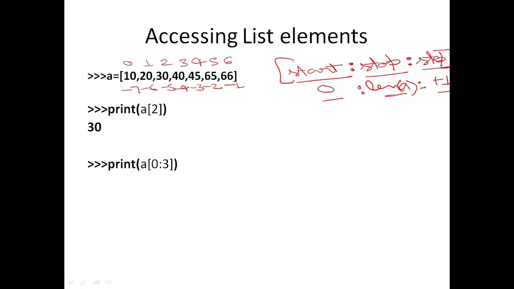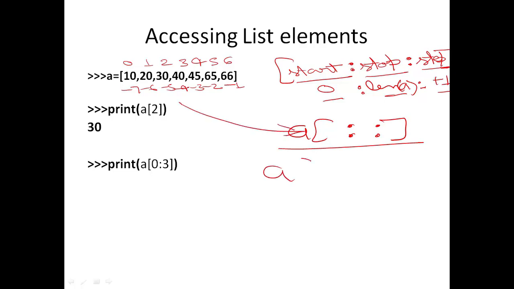But you have to provide a statement like this. If you just write this statement in Python, you will get the complete list, because you can see this is equivalent to 0 colon 7 colon 1. So either you write this or you do not write it, they are the same statement, and they print all the elements of the list in the forward direction.